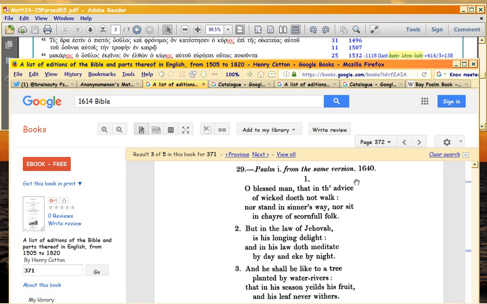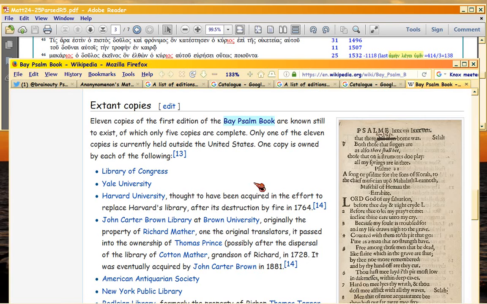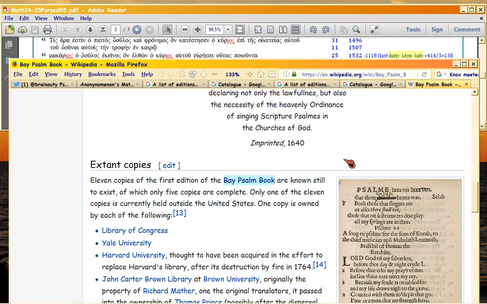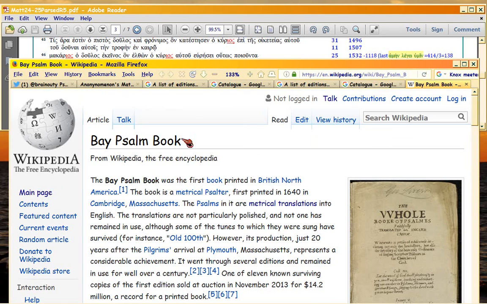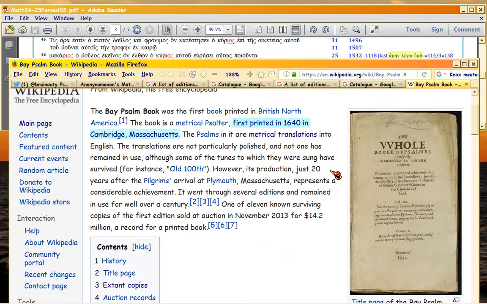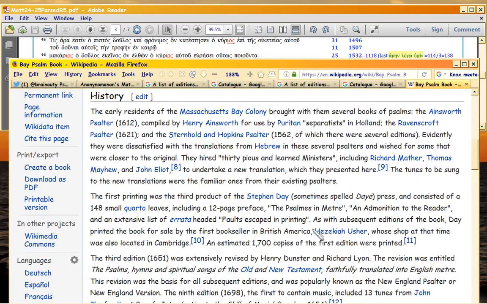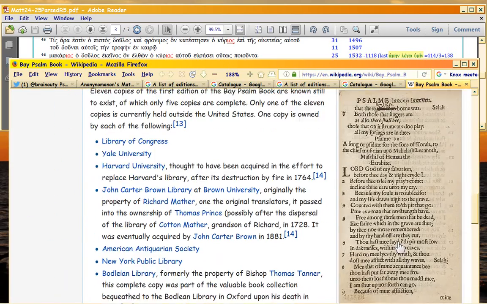Because the meter is part of the interpretation of the text, and it was forgotten, provably forgotten, because you're looking at a copy, a reprint of that text in the Bay Psalm Book. See, Bay Psalm Book. This is the entry in Wikipedia. It's first printed in 1640 in Cambridge, Massachusetts, the first book that was printed in North America. And there is a facsimile of its title page. And you come down here, and you'll find a facsimile of Psalm 88.